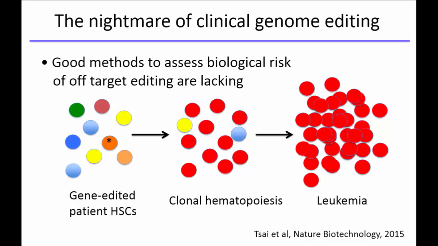And I'll just give you a parallel example. We know about the development of leukemia after gamma retroviral gene therapy for immunodeficiencies that occurred maybe 10 or 15 years ago. And it was calculated that these leukemias arose from events that were 1 in 30,000 cells where the virus integrated in a bad spot, which couldn't be detected by any of these methods. So this is a problem that needs to be tackled.